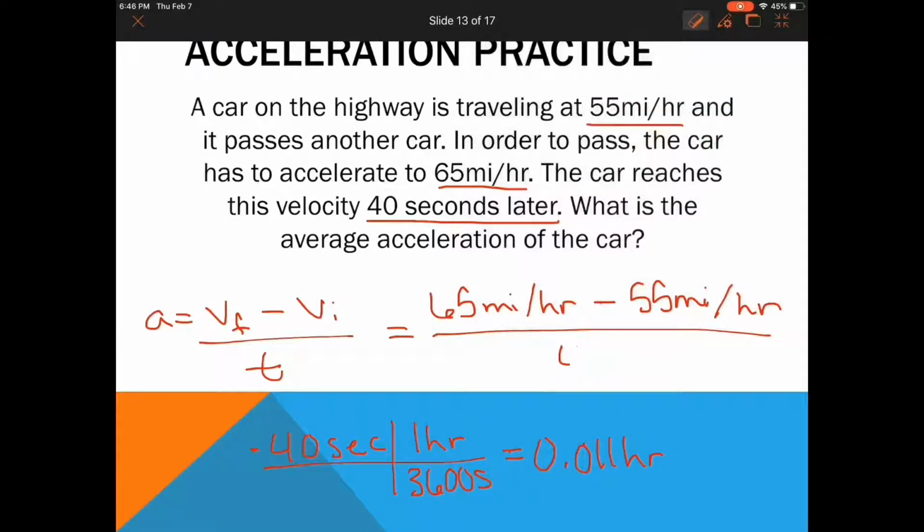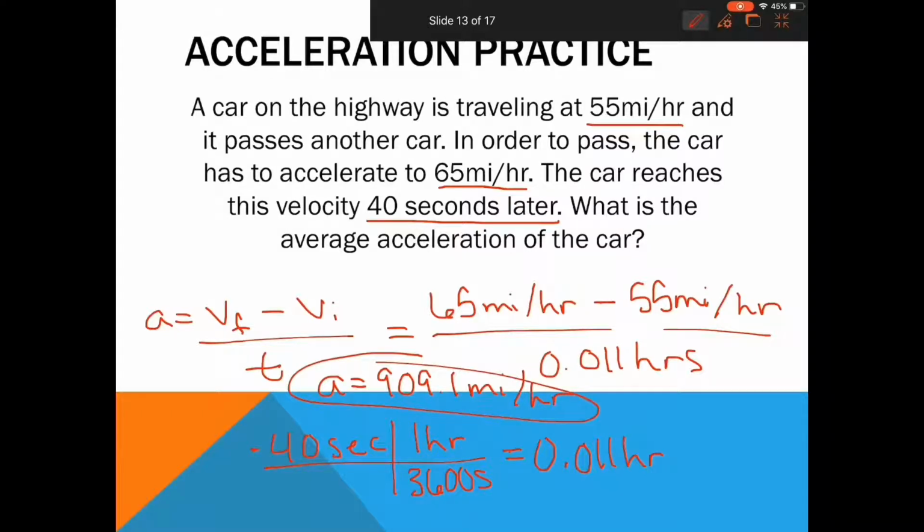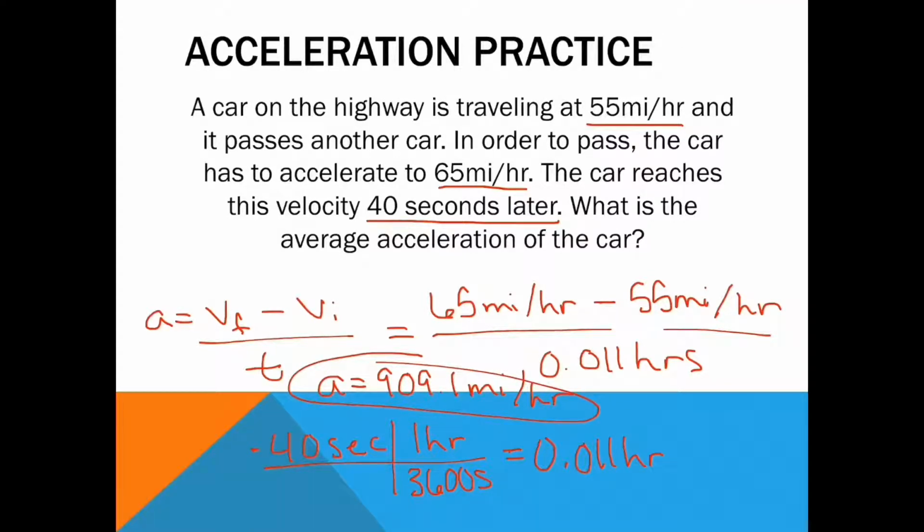All right, so let's put that down here. 0.011 hours. All right, now let's do the math. Let's take 65 minus 55. Well, that gives us 10. And now let's divide that by 0.011. All right, his acceleration is 909.1 miles per hour squared. That is a huge acceleration.